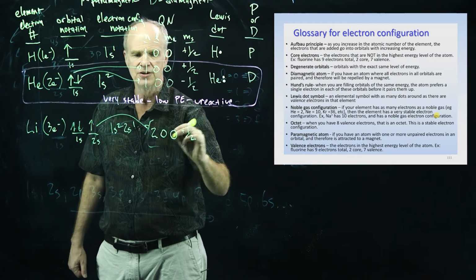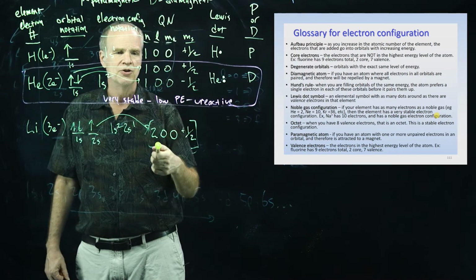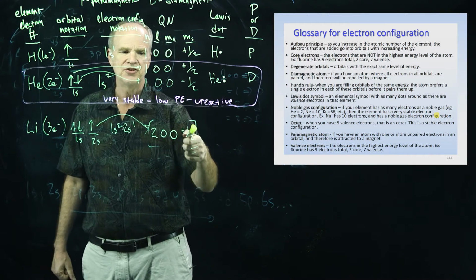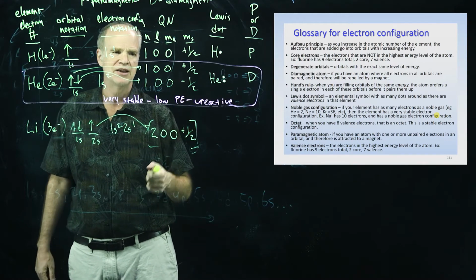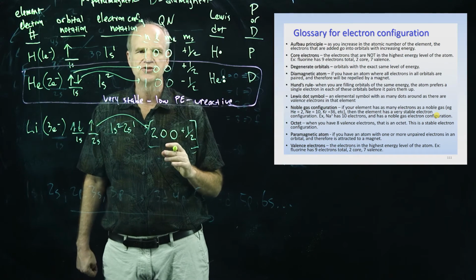So these are the quantum numbers for this electron here. A lot of times people put brackets around the 4 quantum numbers, and you're welcome to do that, and I've done that there. Okay, so what is the Lewis dot structure for lithium?